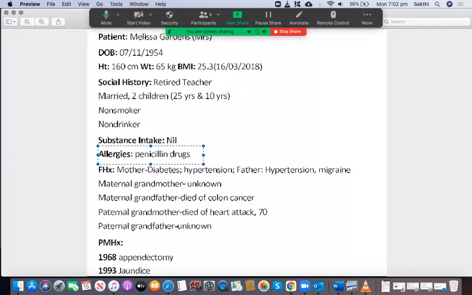I think it's not needed because the addressee doesn't need to know this. Mother diabetes, hypertension, father hypertension, migraine, maternal grandmother unknown, maternal grandfather died of colon cancer, paternal grandmother died of heart attack at 70, paternal grandfather unknown. Okay, previous medical history: appendectomy, jaundice.